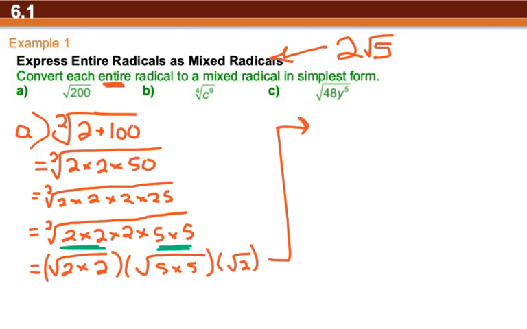Now, this next step I'm not going to be doing every time. It's just an illustration of why this works the way it does. If we put together those roots again, so that first one was the square root of 2 times 2, which would be the square root of 4. Square root of 5 times 5, also known as square root of 25. And square root of 2, which is what it is.